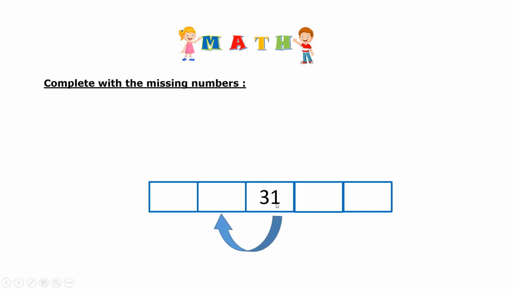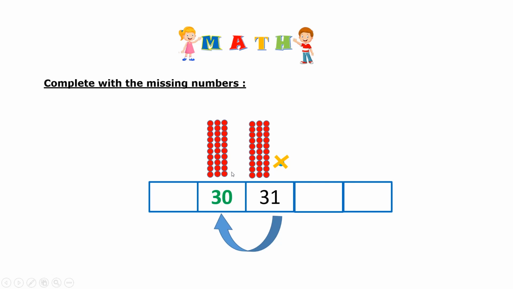31. What's the number just before 31? How can I know? It's like I have 3 tens and 1 one, okay? And to know what's the number just before 31, I should remove 1 marble from the ones, okay? Oh, I have no more ones in here. So the answer is what? It's 30. Great. I have 3 tens and no more ones.